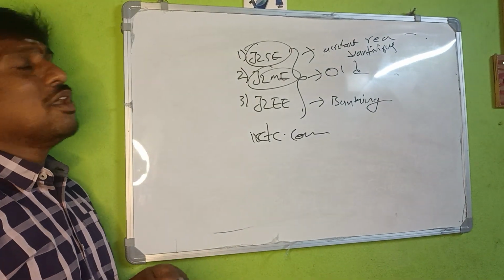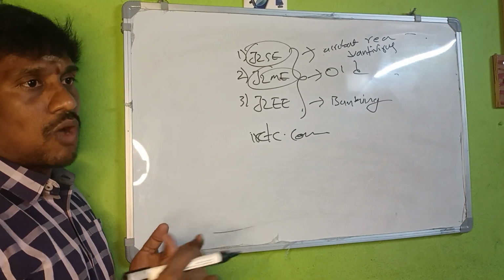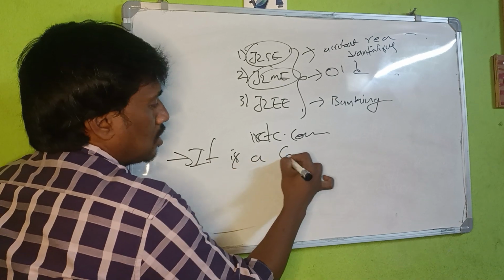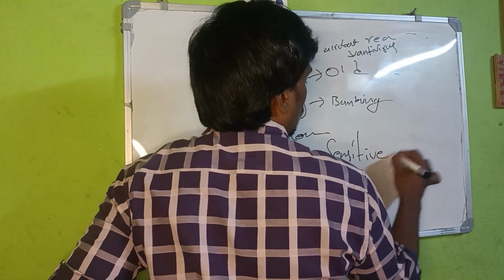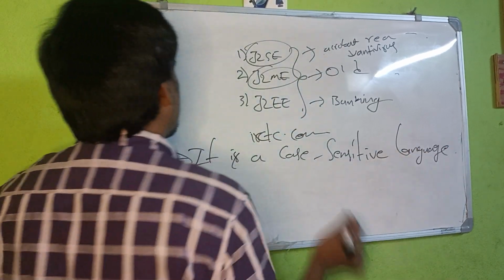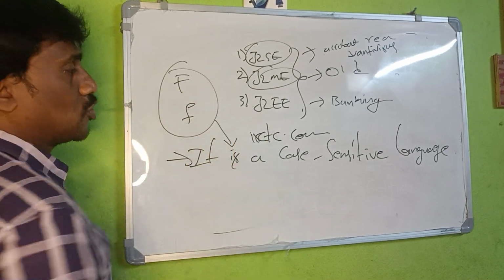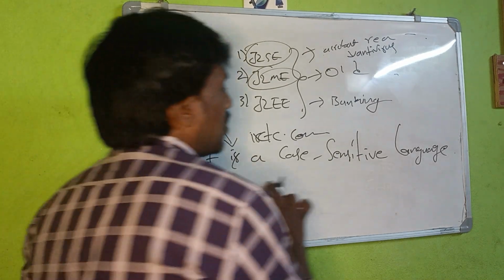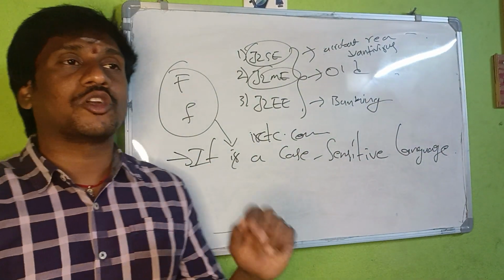Another thing, it is a platform independent language. And it is a case sensitive language. What is meant by case sensitive? Capital F and small f are different in this language. Capital and small letters are both different in this language. So guys, this is the basic introduction about Java.